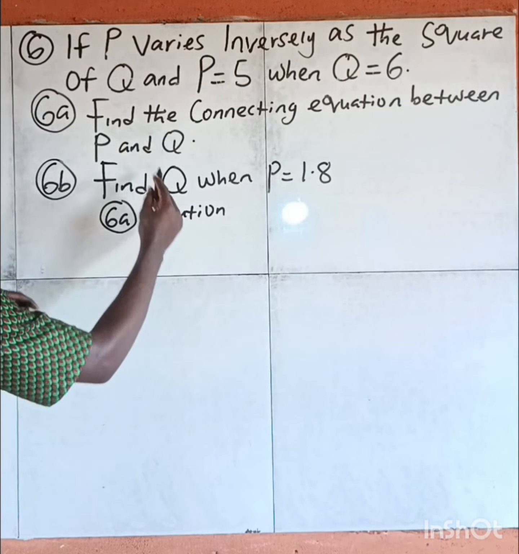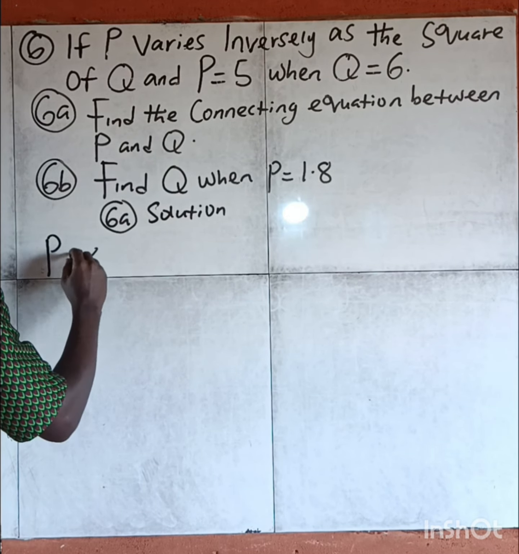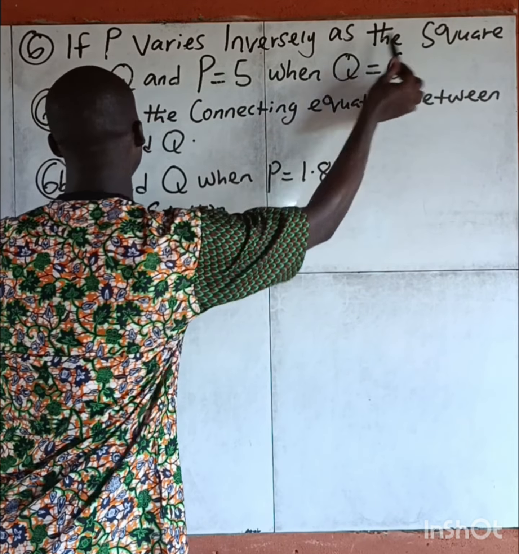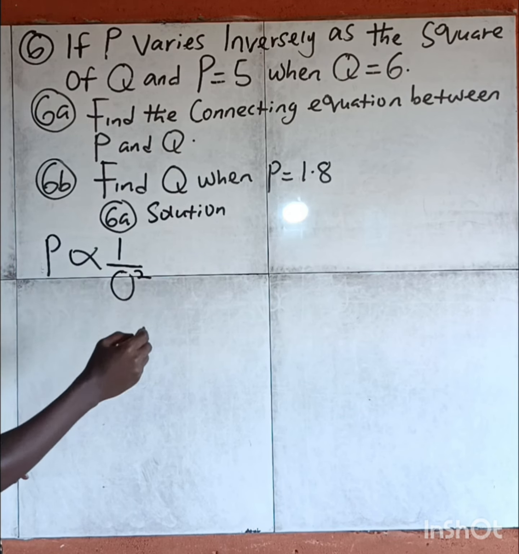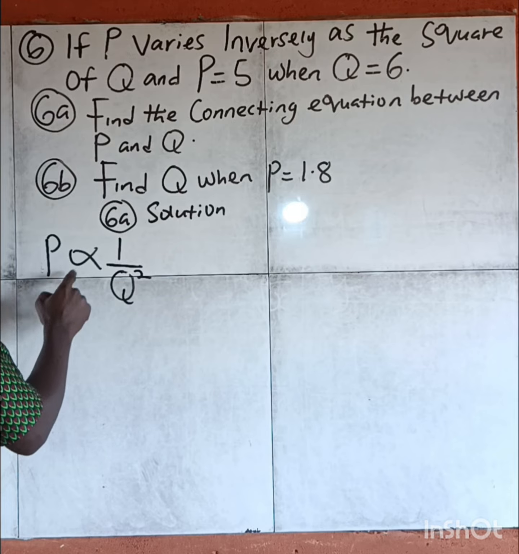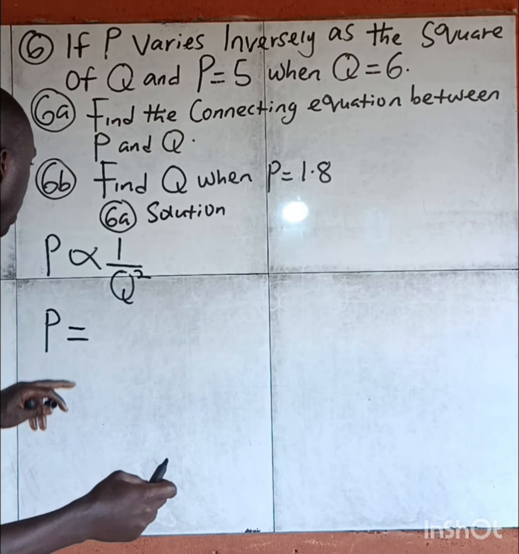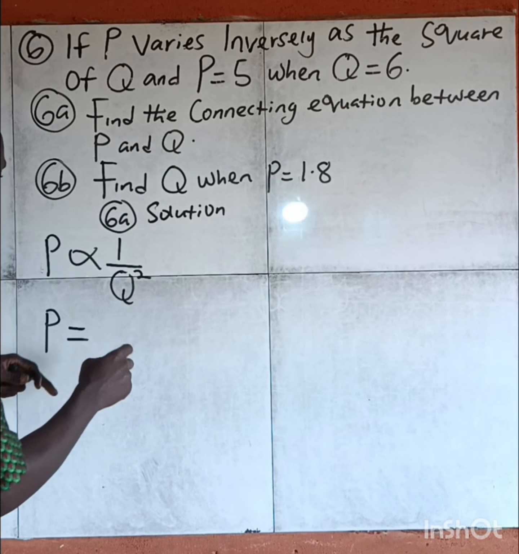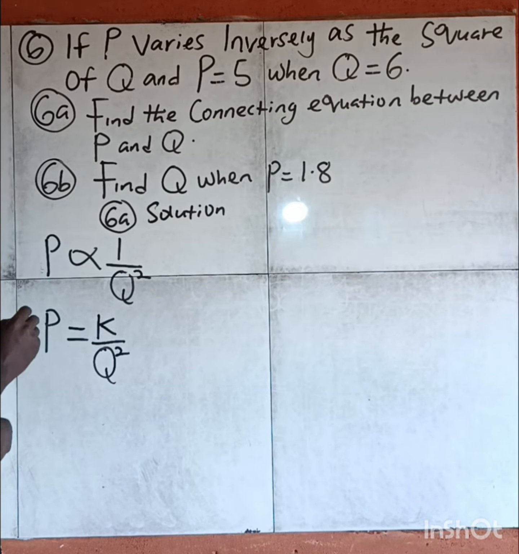So let's go. The first one says if p, so we'll write our p first, varies inversely as the square of q. So this is q squared. Now the next thing I'm simply going to do is change this symbol to an equal to sign. So here becomes equal to, then I will introduce a constant k. If you look at it critically now, k times 1 in mathematics will give you k. So it will be k over q squared.